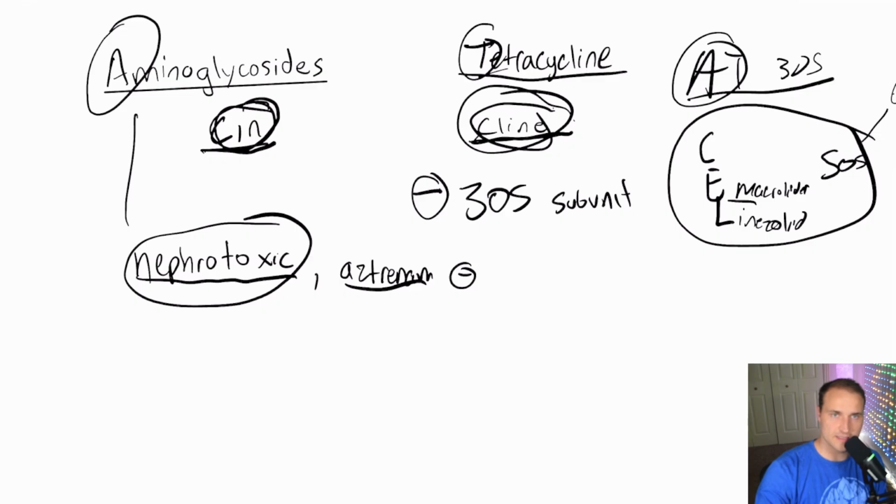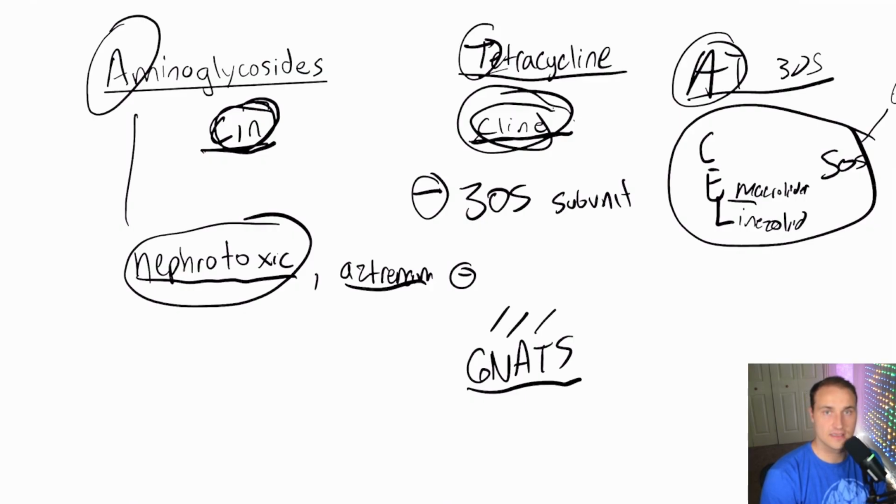So your aminoglycosides are going to be gentamicin, neomycin, streptomycin. You think of them as aminoglycosides. You think GNATS cannot kill anaerobes. All right, so GNATS, G-N-A-T-S: gentamicin, neomycin, amikacin, tobramycin, streptomycin cannot kill anaerobes.